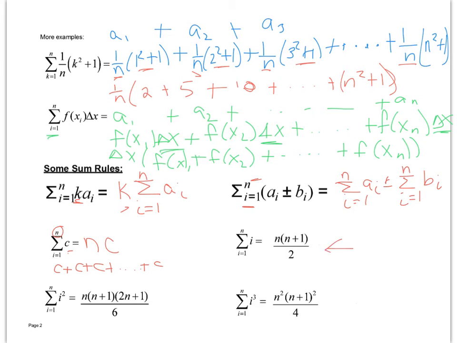I'm not going to prove these. They're just too crazy. But these are formulas for sigma i, sigma i squared, and sigma i to the third. This one I'm not going to prove to you, but I'm going to show you a little example of it. This one's kind of famous.